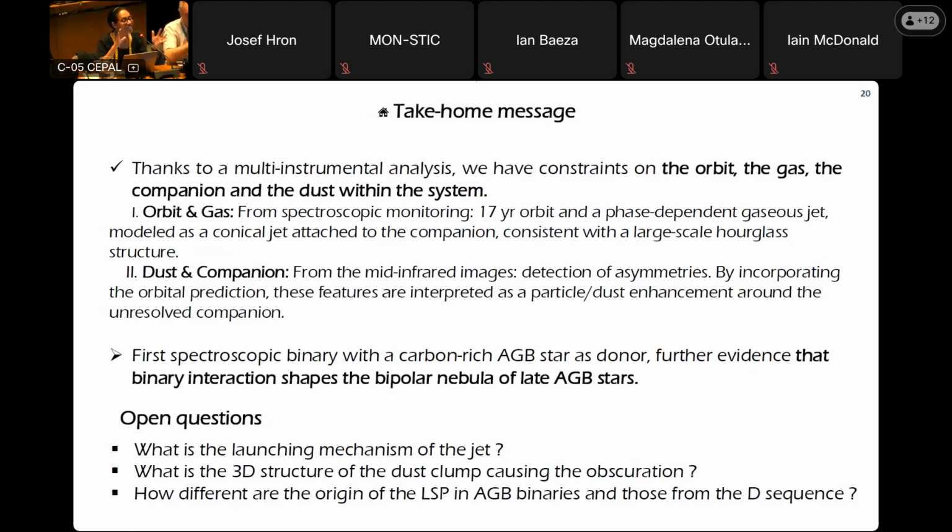But it really does look like the system is filling its Roche lobe and then being transferred to the companion, and I think it looks really, really nice. Yeah, I think if we have epoch data, it was MATISSE, so second one, we could confirm the shape and be able to assess the mass transfer there. Yes, go ahead.